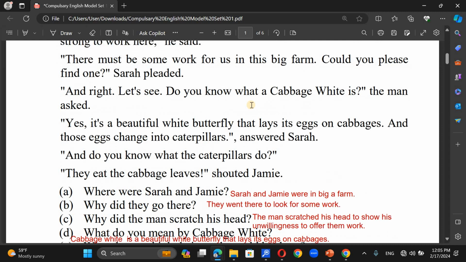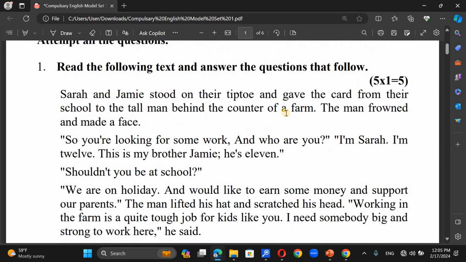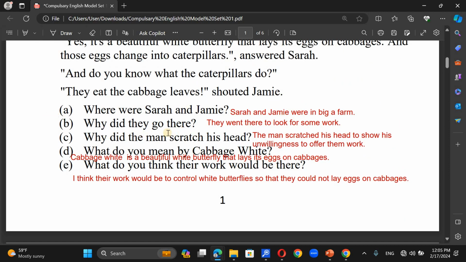So you can find the answer in the text above. They were in a big farm. So you can see here, farm. Question number B. Why did they go there? They went there to look for some work. During this, they were on holiday. So they went there to find some work, you can say.